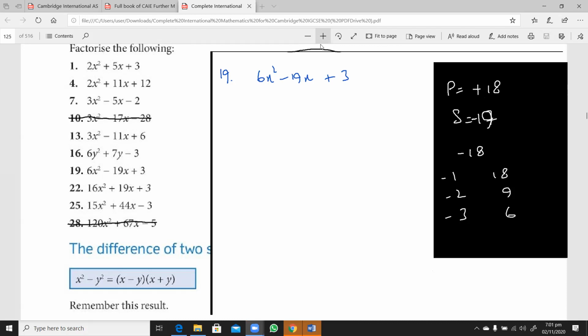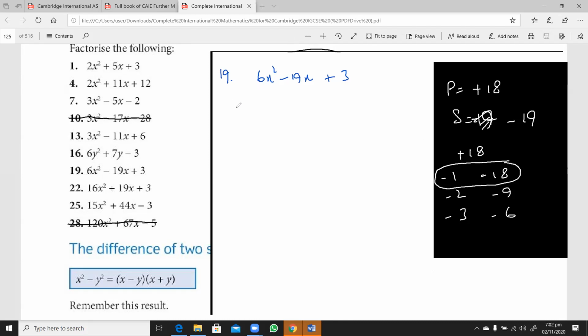So now since the product is positive, both the numbers can either be positive or both can be negative. And since you need this sum to be minus 19, we'll be keeping both the numbers negative. You see, you multiply them, your product is going to be positive because both of them are negative. Okay, so which two numbers are going to give us the product of 18 and the sum of minus 19? So this is the only choice over here, which is minus 1 and minus 18.